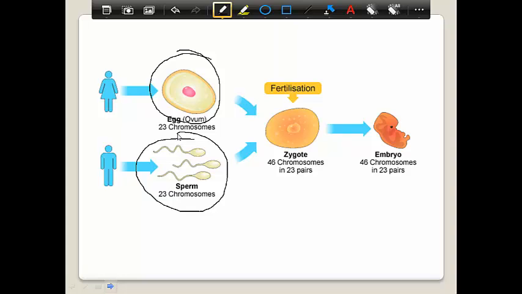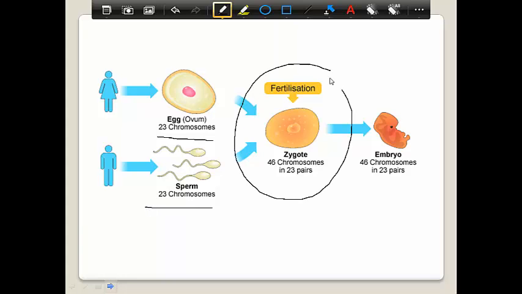Now what I want you to look at with this diagram is the number of chromosomes that are in each of these stages of reproduction. So in an egg we have 23 human chromosomes, and in sperm we have 23 human chromosomes. When those come together through fertilization, the 23 plus the 23 combine to form a zygote. So we actually have 46 chromosomes total. But they match each other. They're in pairs, and we'll talk about how that works later on. So the 46 total are arranged into 23 pairs of chromosomes.